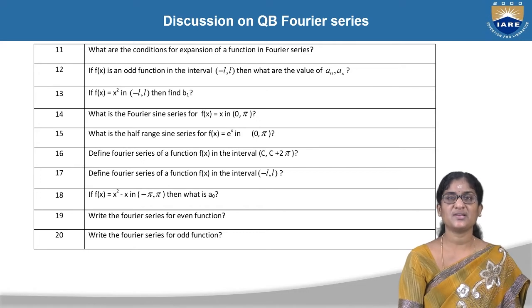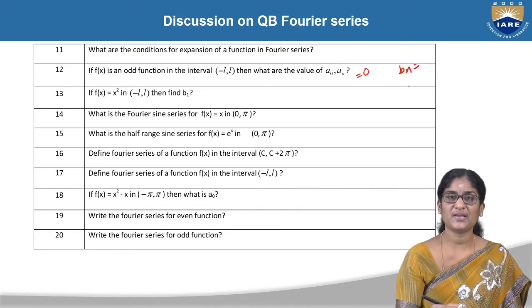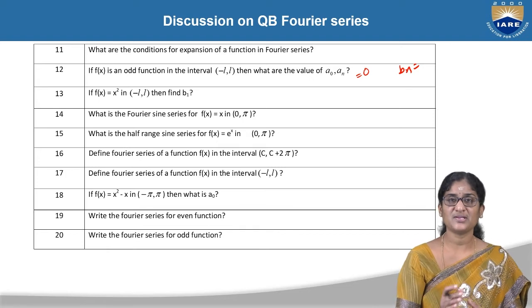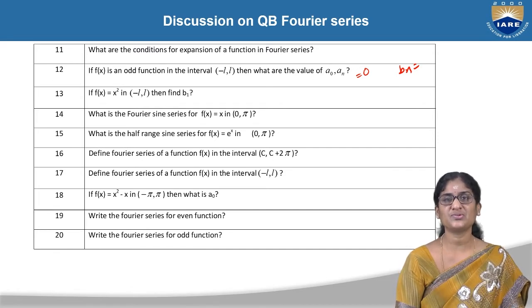Next, 12th question: if f of x is an odd function in the interval minus L to L, then what are the values of a naught and an? If f of x is an odd function, then both a naught and an values will become 0. We have only the bn value. Suppose a function is given which is an odd function, like f of x is equal to x cube, then a naught and an both automatically reduce to 0.